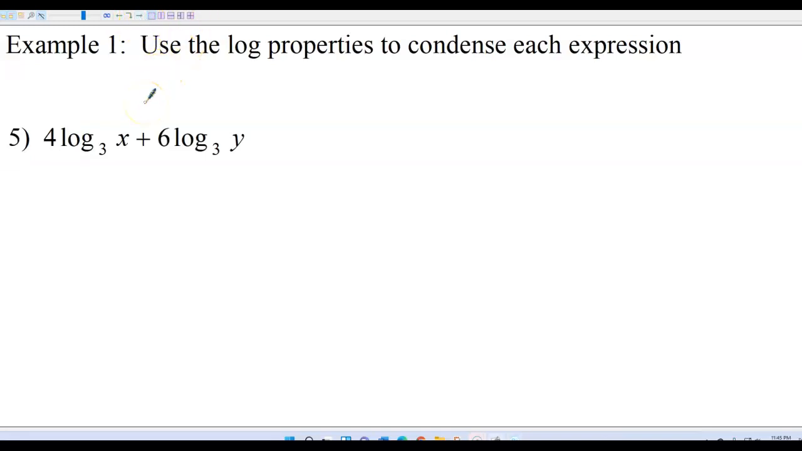Okay, so now we're getting into problems that have more than one property. So the first thing I'm going to do is use property 3. Do you guys see why I can use property 3 here? According to property 3, I've got numbers that are multiplying my logs. And according to property 3, you could take these and make them become powers of the arguments. And so it would end up looking like this.